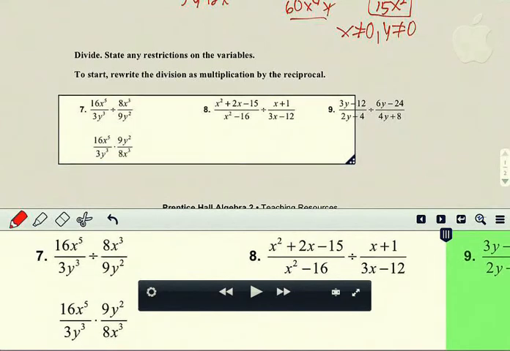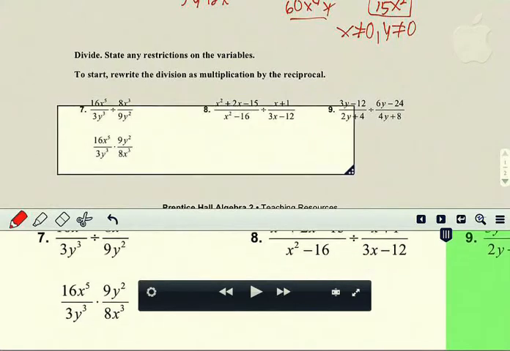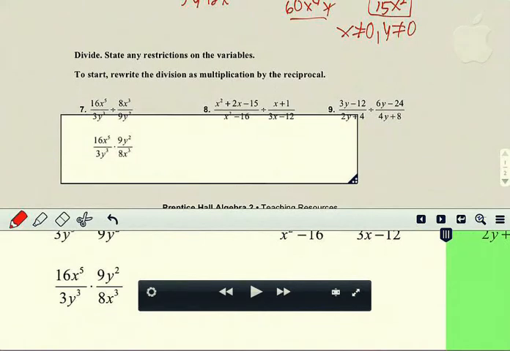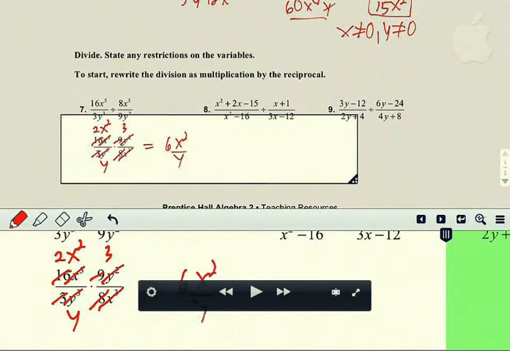In number 7, we're dividing. And remember, when you divide, you invert the second fraction, you turn it upside down, the reciprocal, and multiply, which they already started for us here. We can go ahead and do some canceling. The 8 and the 16 will give us a 2 here. The 3 and the 9 will give us a 3 there. The x cubed and the x to the fifth will give us an x squared there. And the y squared and the y cubed will give us a y there. So we'll have 6x squared over y.